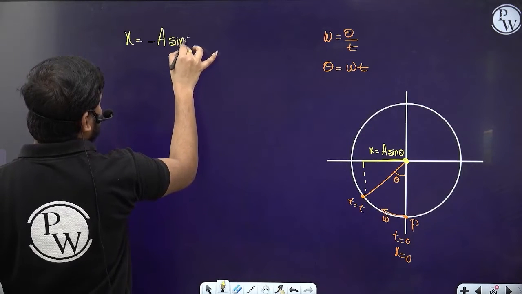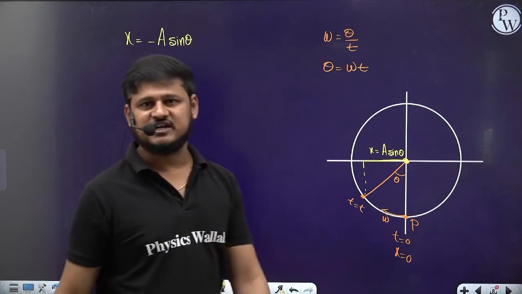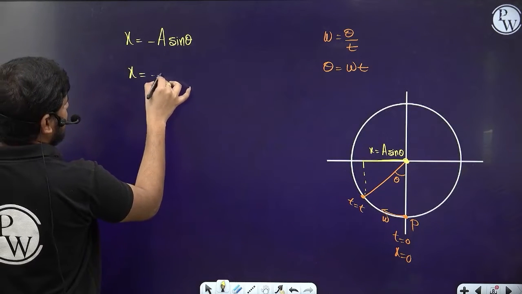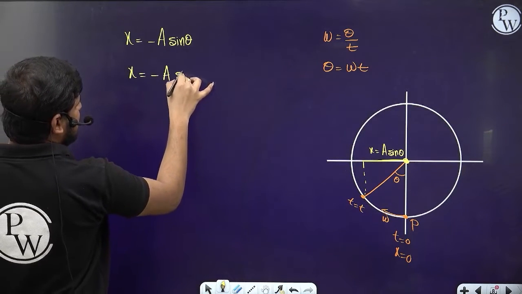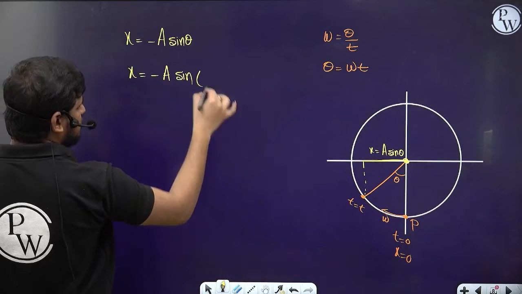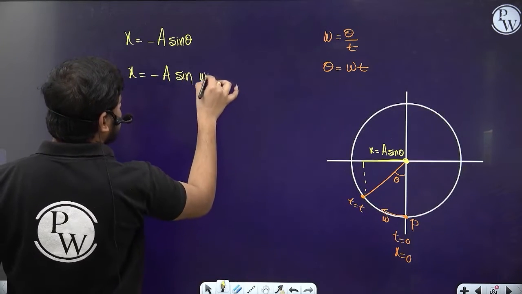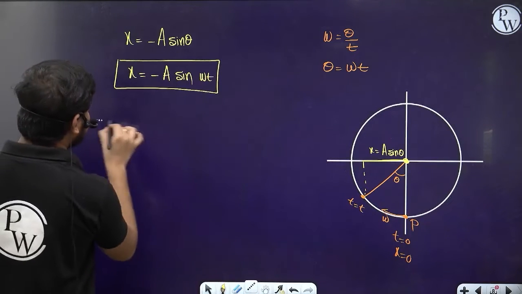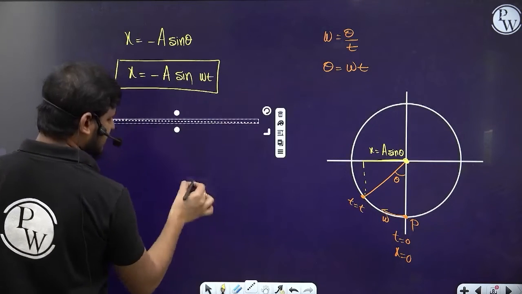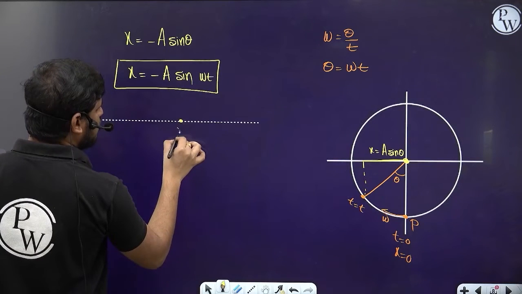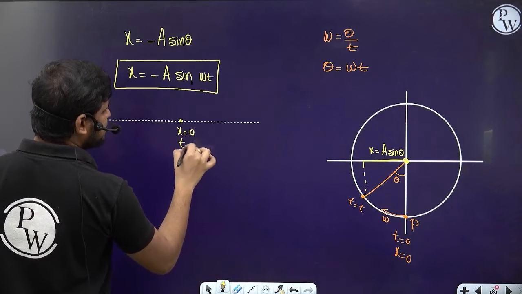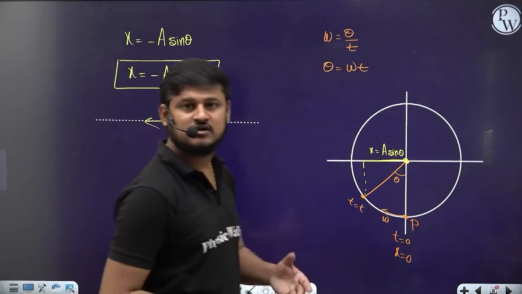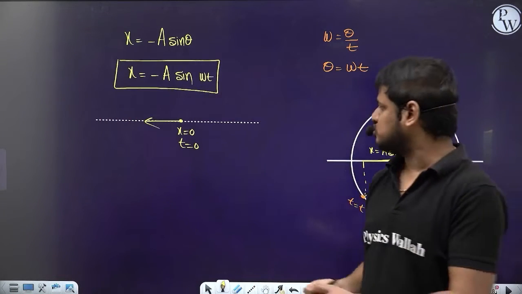X is equal to minus A sin theta. Understanding? So then x is equal to minus a sin theta, what is theta? Theta is nothing but omega t. So this is an S.H.M equation when the particle starts from the mean position towards the left extreme position in the straight line oscillation, or the straight line simple harmonic motion.